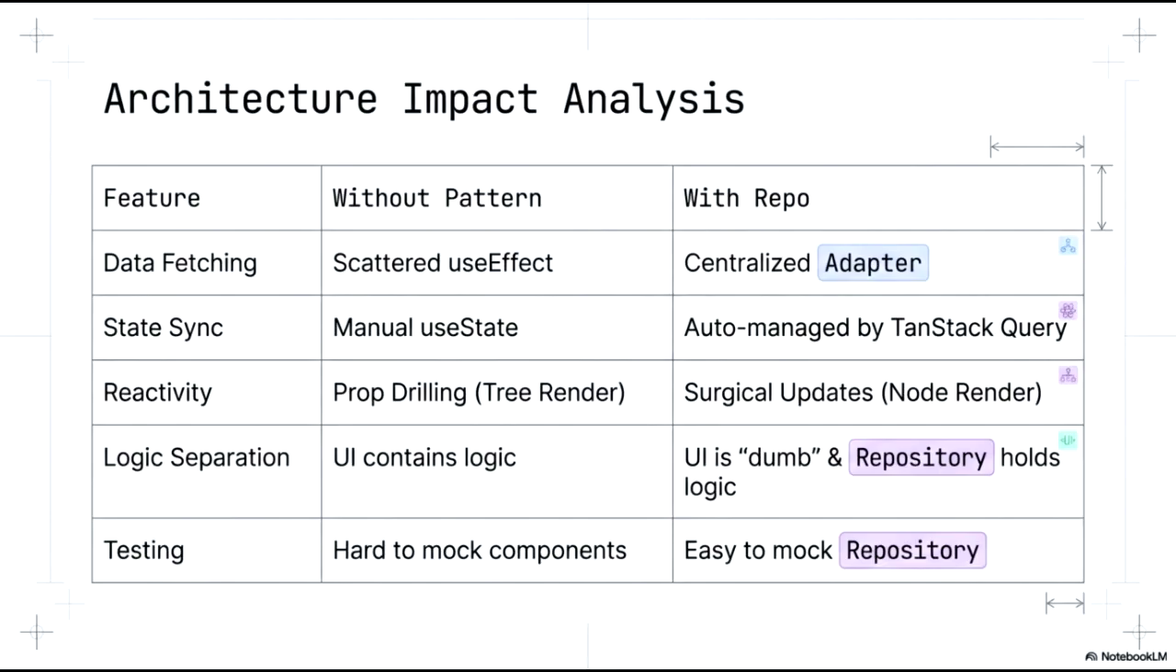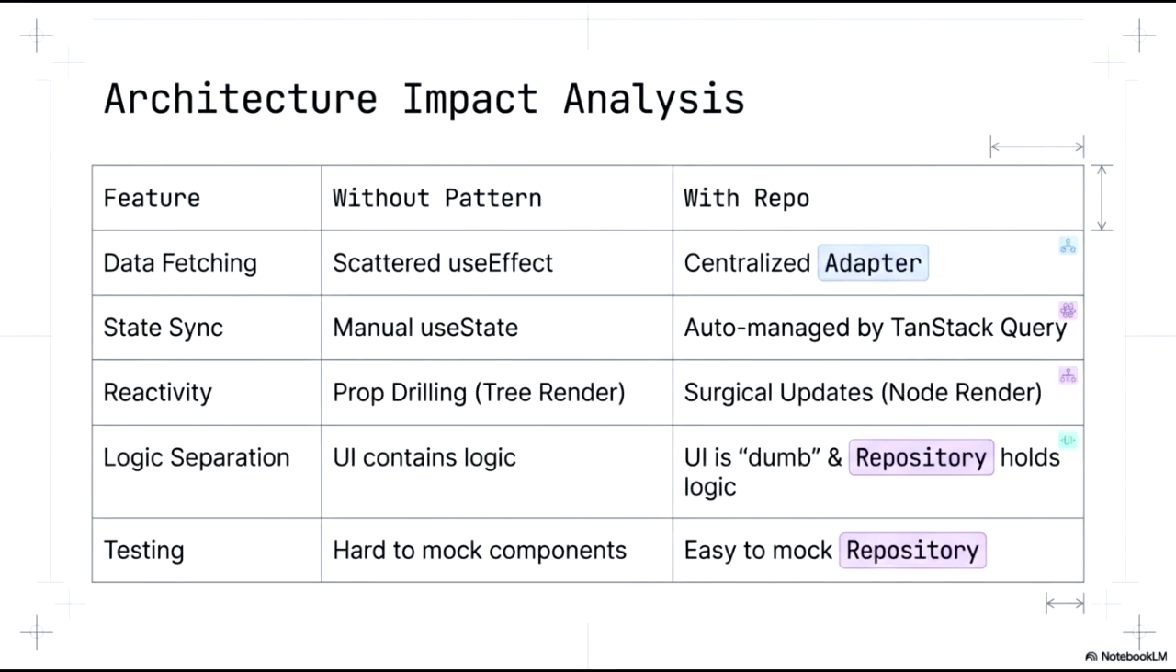This change also addresses reactivity. Instead of relying on prop drilling that triggers expensive tree re-renders, we can achieve surgical updates at the node level, significantly improving performance. A key advantage of this architecture is the separation of logic. We are moving away from UI components that contain complex business logic toward dumb UI components focused strictly on presentation, while the repository handles the core logic.